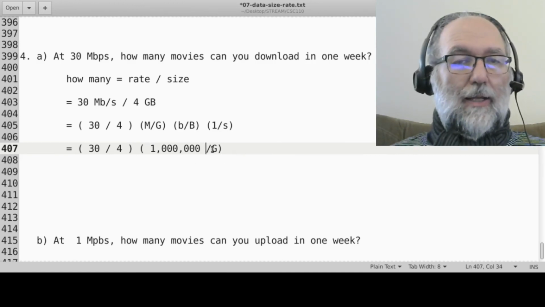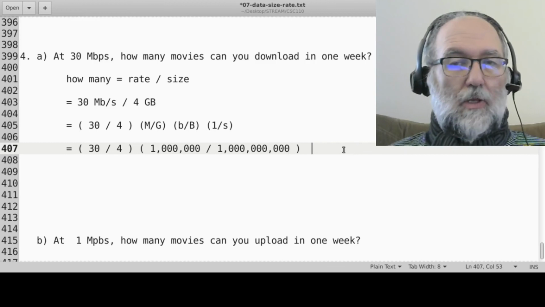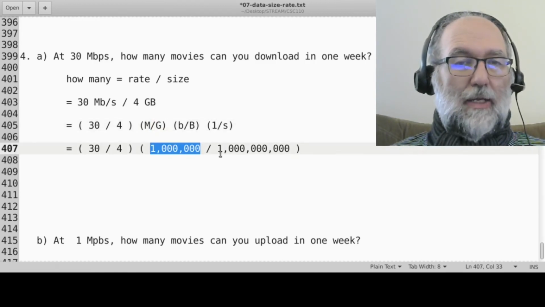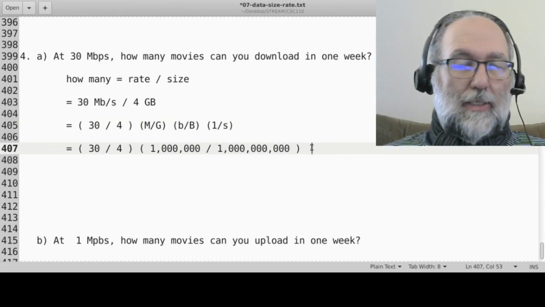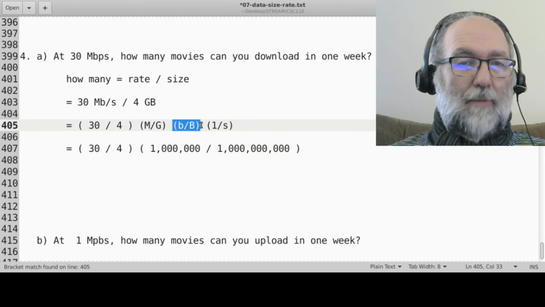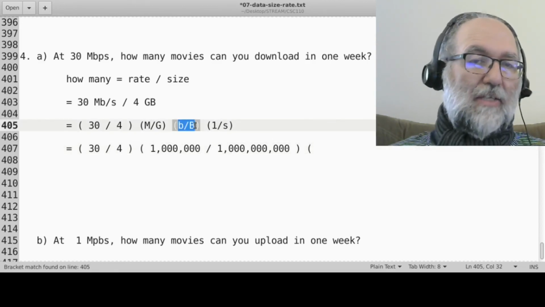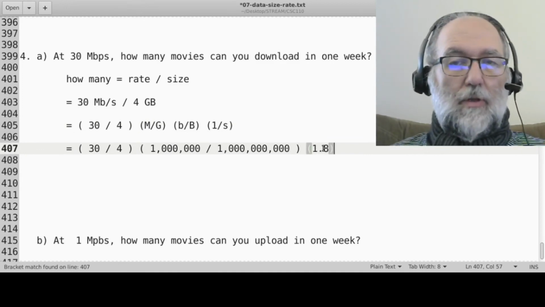Okay? And giga means the exact same thing as a billion, and a billion is 9 zeros. Like that. So mega divided by giga is like a million divided by a billion. And the bit divided by a byte, well, a bit is 1/8 the size of a byte. So this is 1/8, like that.